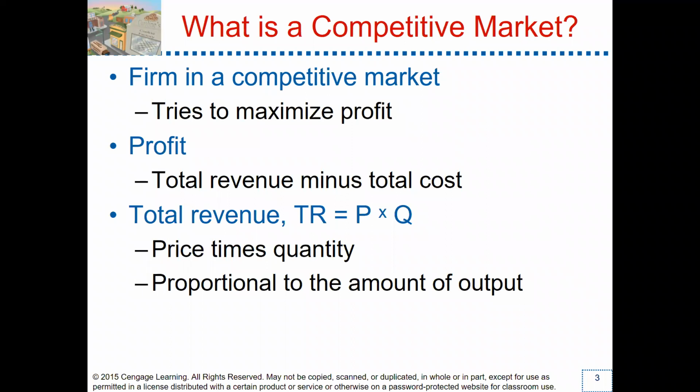So in a competitive market, the firm always tries to maximize the profit. To earn profit is basically what you know from the previous classes: total revenue minus total cost. This would give you a profit, and total revenue is calculated by price times quantity. This is what you know. And quantity is proportional to the amount of the output.